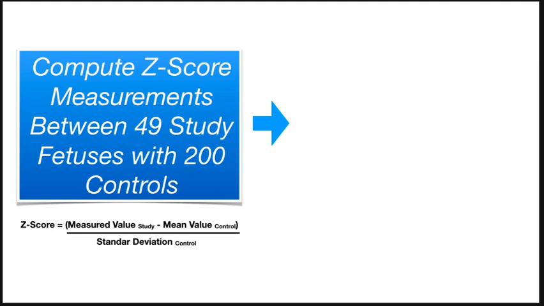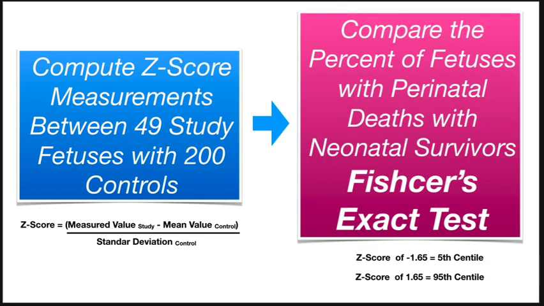The independent variable used to compute the mean and standard deviation was the ultrasound estimated fetal weight. Once each study fetus's Z-score was computed for each measurement, the number and corresponding percent of fetuses with abnormal Z-score values less than minus 1.65, or the fifth centile, or greater than 1.65, or the 95th centile, were tabulated.